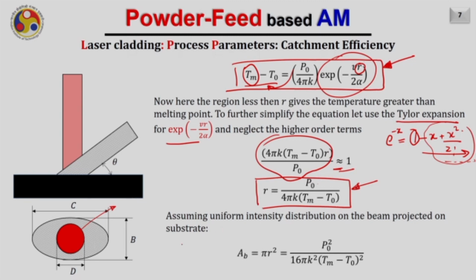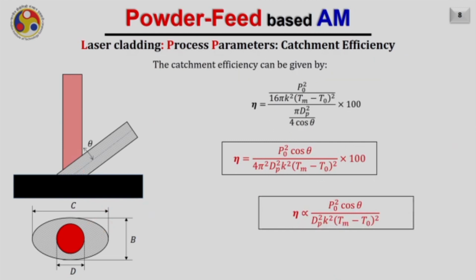Now assume that there is a uniform intensity distribution of the beam projected. So this is the beam coming and we are assuming that it has a uniform distribution of the intensity. Therefore, the area of the beam on the substrate will be equal to pi r square. Hence, it will be P naught square divided by 16 pi k square Tm minus T naught whole square. Now I have got the area of the molten pool and the area of the projected powder stream on the substrate, and hence I can now easily find the catchment efficiency.